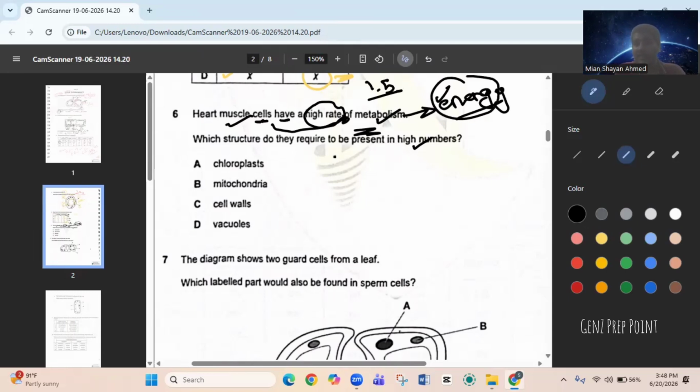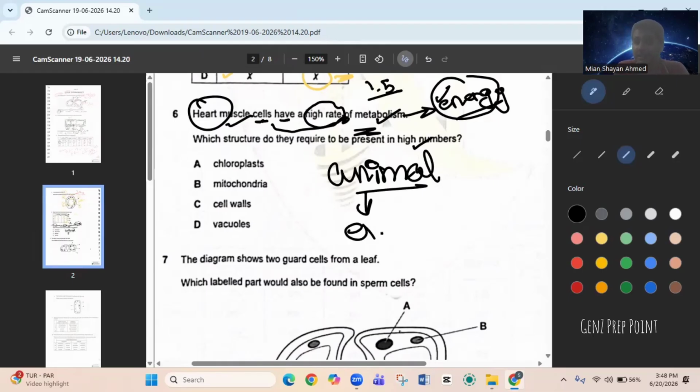Which structure in the animal cell? Heart. They are talking about animal cells because they are talking about the heart. So what structure of animal cells creates energy? Mitochondria. Mitochondria is the organelle that creates energy in the animal cell, that does the breakdown of glucose in the presence of oxygen so energy can be produced. So B would be the answer.